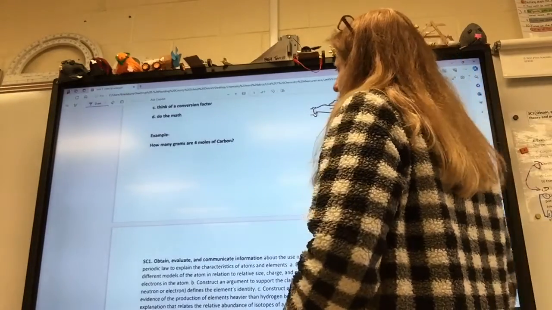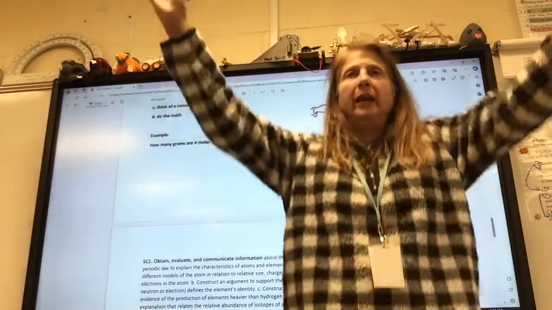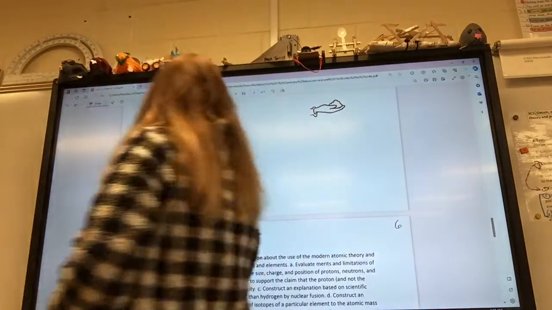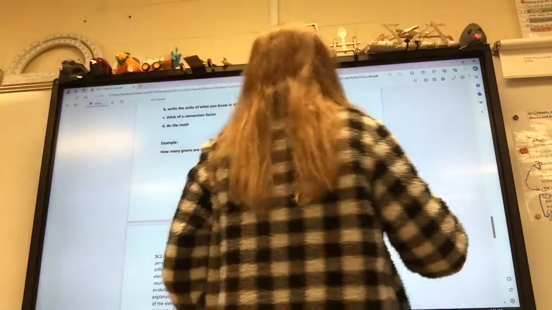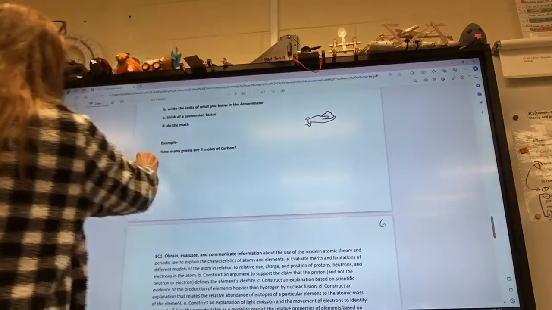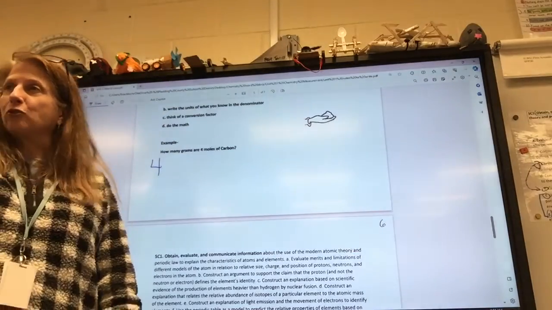Okay, next. For example, how many grams are 4 moles of carbon? We start with what we know. So we write 4, oh, rats. Maybe if I back up, it'll be good. Yay, it is. I feel like Harry Potter. I'm having to write like this.